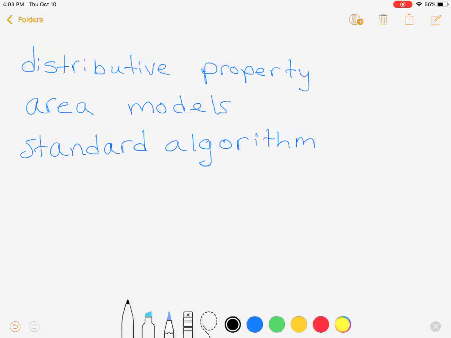Hello, Mrs. Lovett here at After School Tutoring, and I am with Samaya, Madison, Sinister, Sailor, Megan. We are here to talk about the distributive property, area models, and standard algorithm. And by the way, this is the test tomorrow.